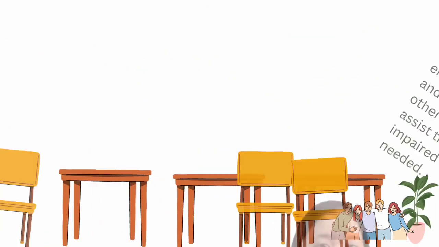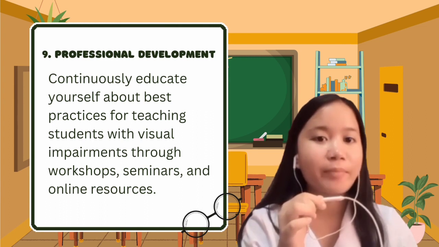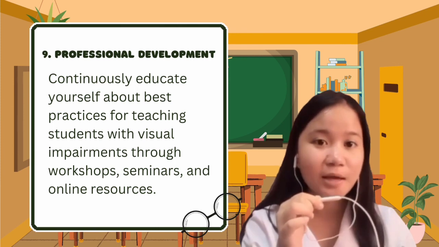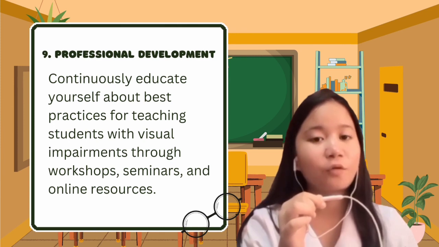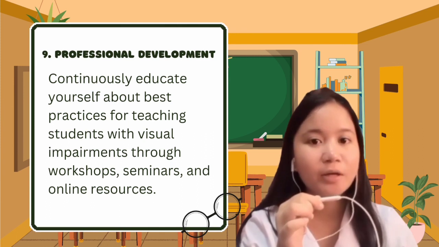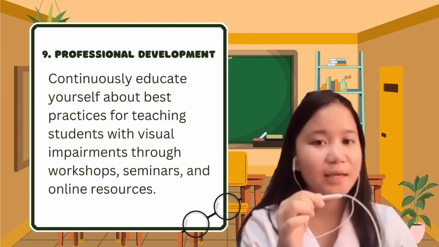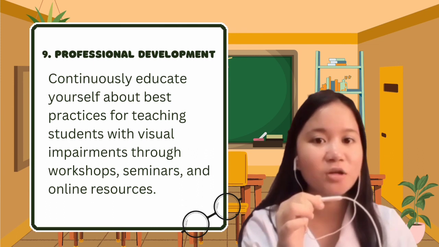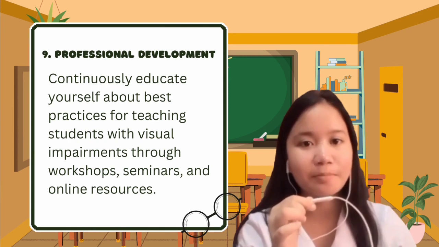And also, we have the professional development. Continuously educate yourself about best practices for teaching students with visual impairments through workshops, seminars, and online resources. So, this means that for teachers and parents, it is very important to be knowledgeable about how to teach a student or a child with visual impairment. Having the skills and training will help us to provide information regarding the specialized strategies needed to teach a student or a child who is visually impaired.